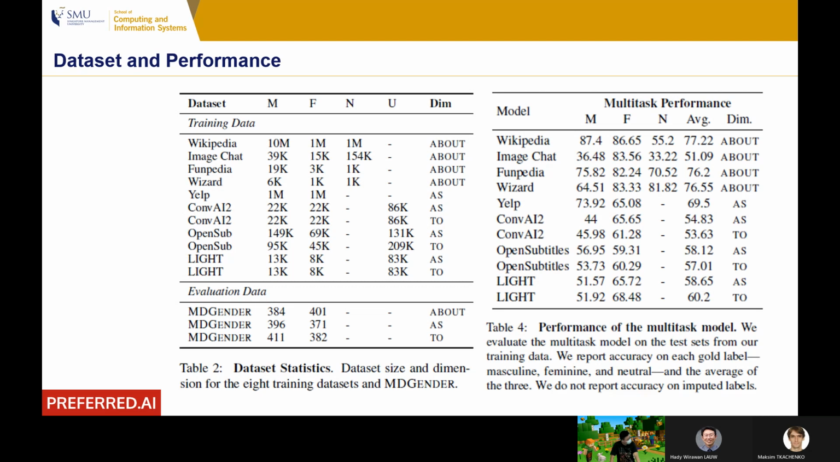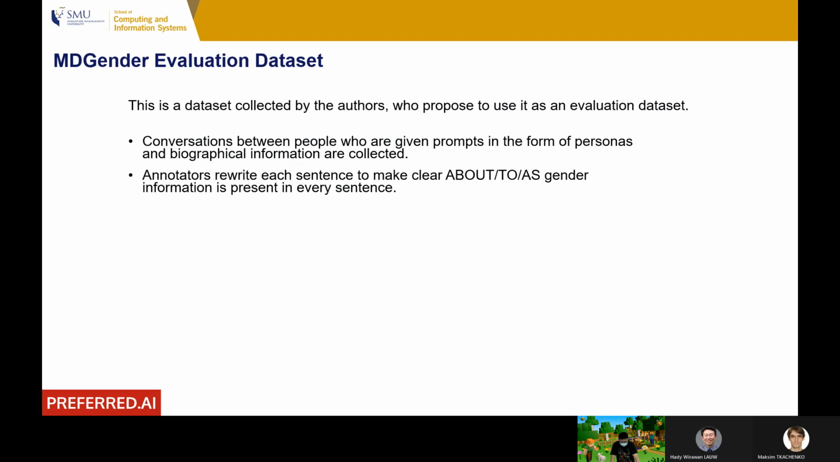Well, here's the performance of their multitask model on the different data sets. So you can see that for Wikipedia, it's quite high actually, quite good at telling whether it's male or female. They proposed an MDGender evaluation data set.